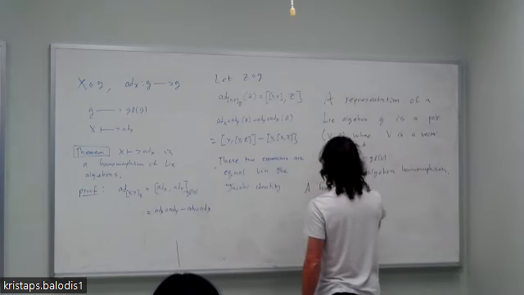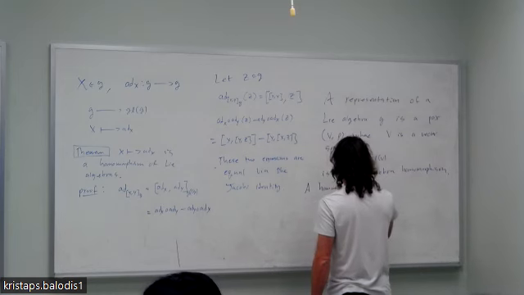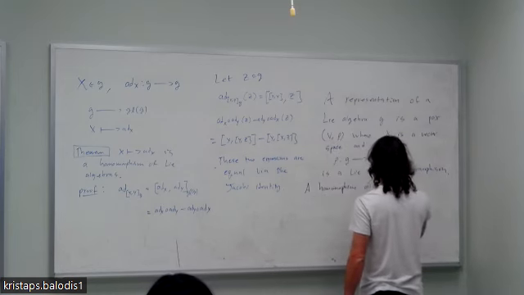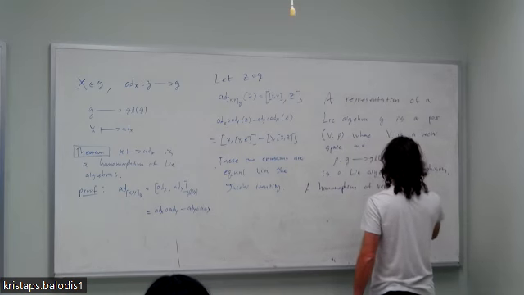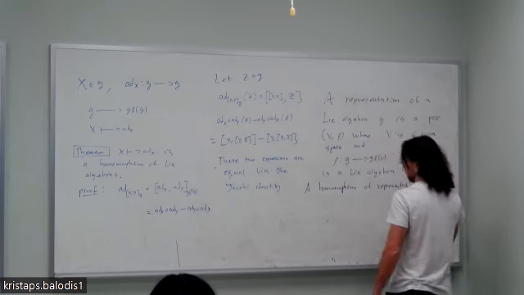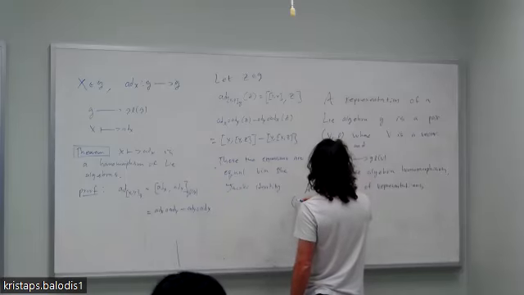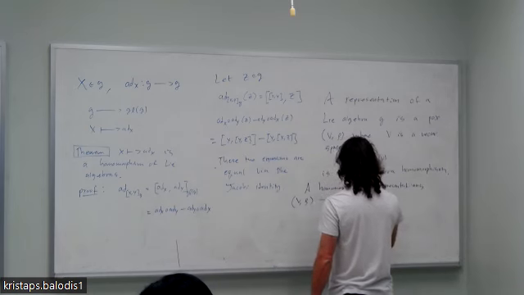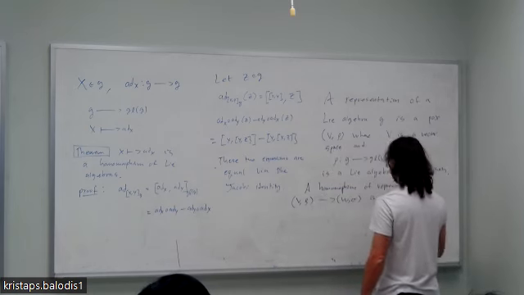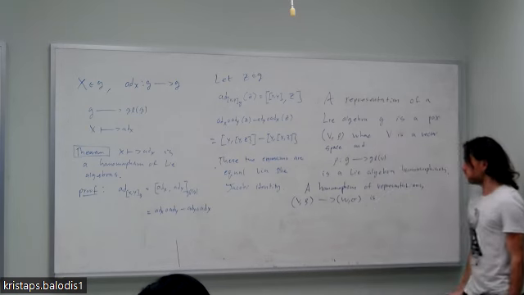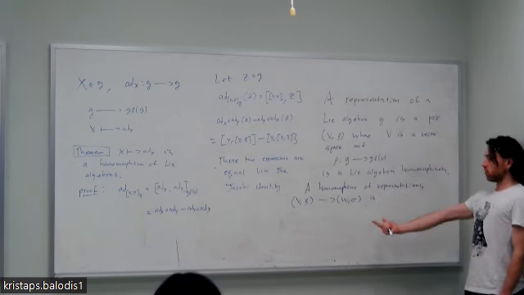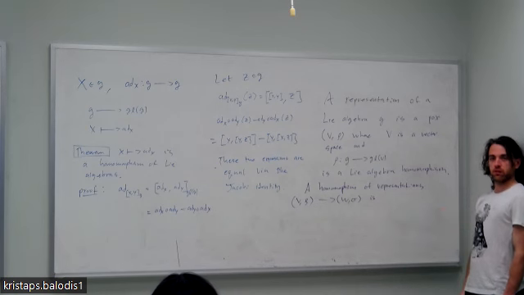So a homomorphism of representations, say (V, rho) to (W, sigma), is, well, what should it be? Representations are a pair, right? There's two pieces of data here. Somehow I should come up with a definition that does something with both of them.